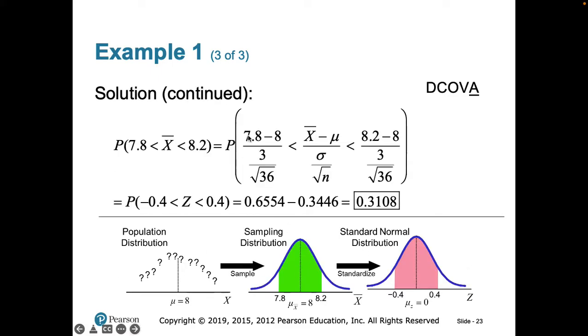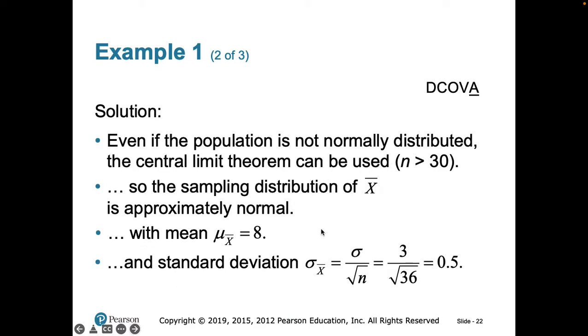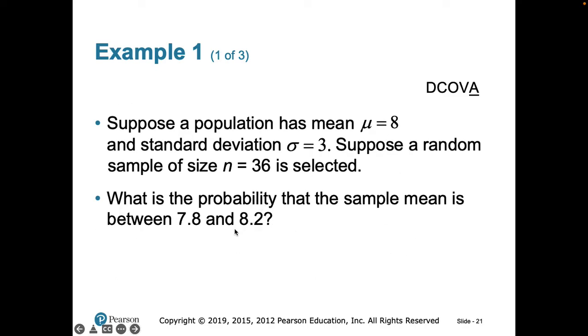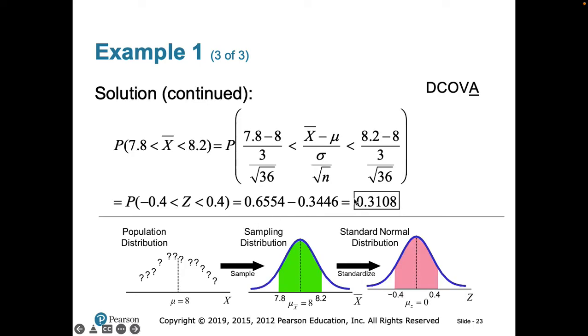So all we have to do is follow this example here. You have 7.8, right? This is what it's asking us. Between 7.8 and 8.2. So we need to do 7.8 minus 8, and then you divide that by 0.5, which we know is 3 divided by 36, which is 0.5. And on the other hand, you have 8.2 minus 8 divided by 0.5.